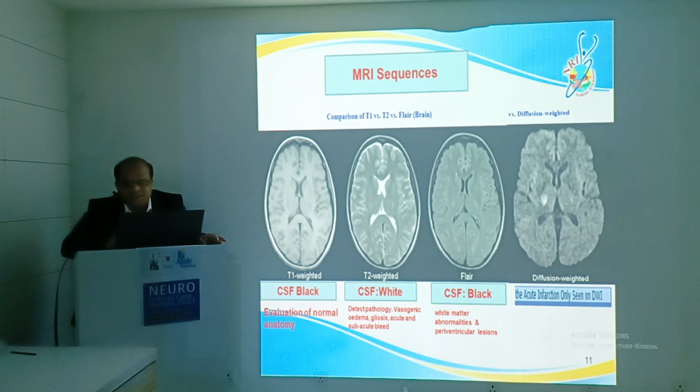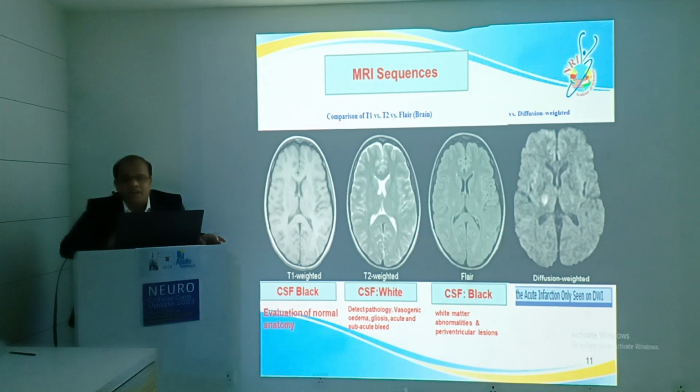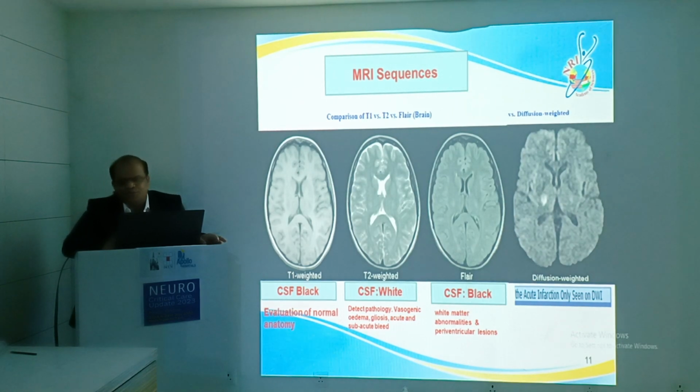In the FLAIR sequence, fluid attenuated inversion recovery, the CSF appears black, and here we can see white matter abnormalities as well as periventricular lesions. The fourth one is usually the diffusion weighted image, where acute infarcts are seen. Acute infarcts can be detected in the diffusion weighted images.